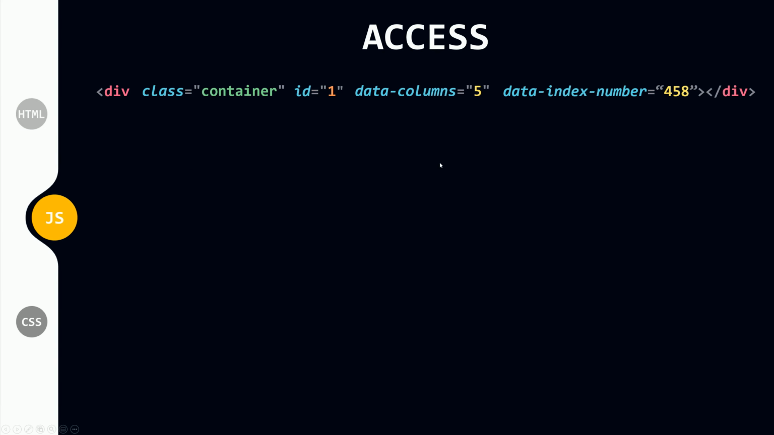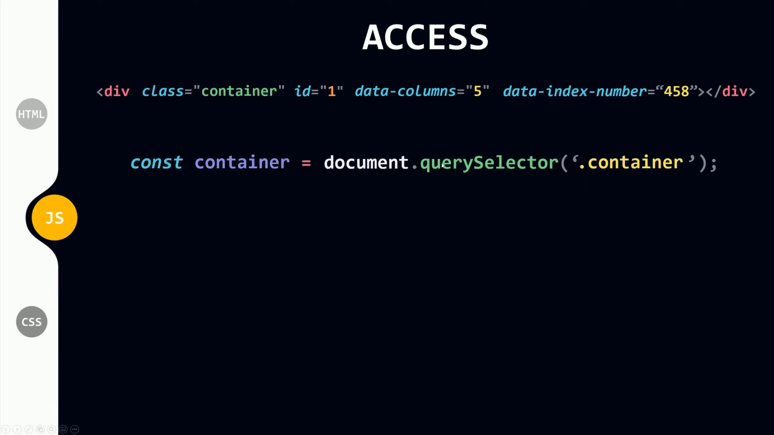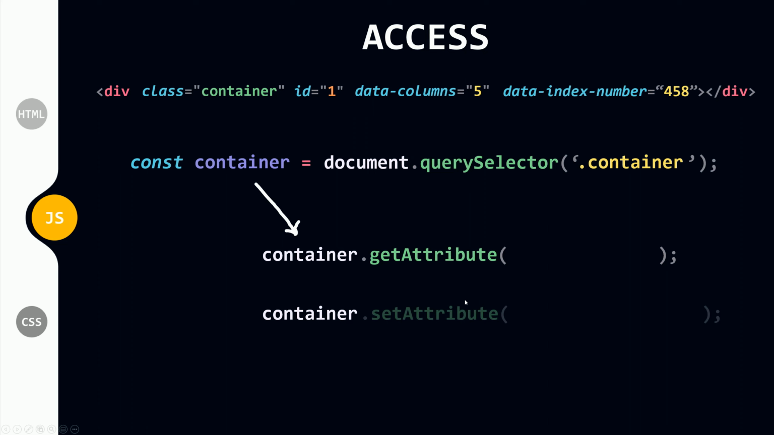To access a data attribute value using JavaScript, you first need to select the element using querySelector or any method you want to use. I'm going to assign this to container. So now container represents this element here. Container has two methods: one is called getAttribute and the other is called setAttribute. GetAttribute is used to get the value of the attribute, and setAttribute is used to change the value of that attribute. GetAttribute takes the full HTML name of the attribute.